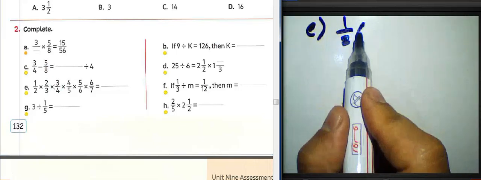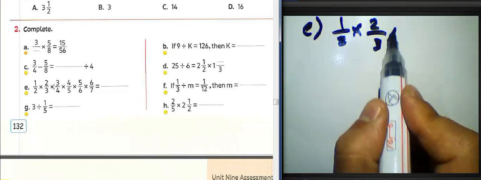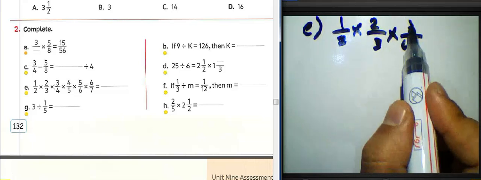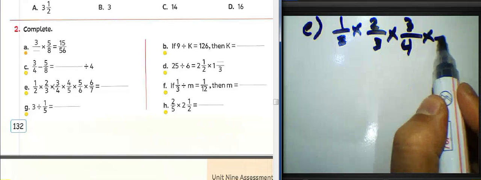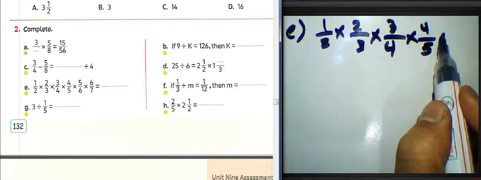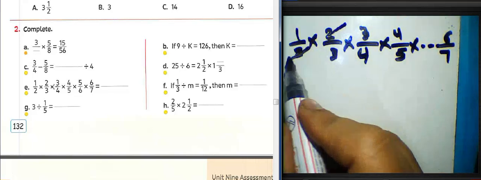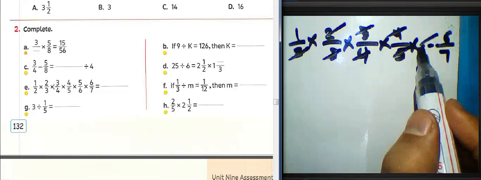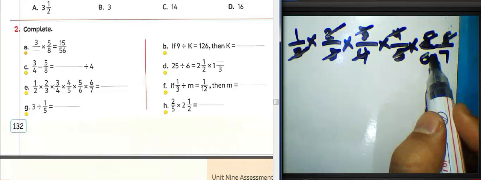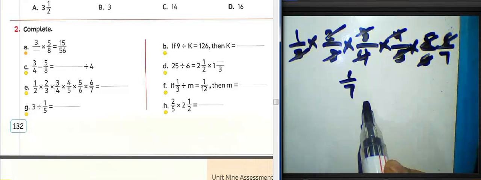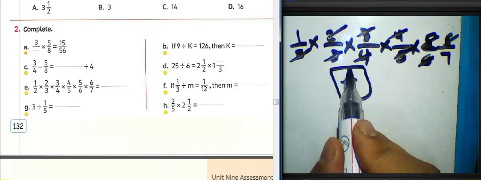1 over 2 multiplied by 2 over 3 multiplied by 3 over 4 multiplied by 4 over 5 and so on, multiplied by 6 over 7. We can cancel 2 by 2, 3 by 3, 4 by 4, 5 by 5, and 6 by 6. The result will be 1 over 7.